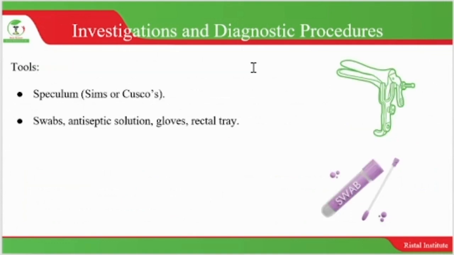So the tools that we use normally, we have a speculum, and this is divided into two: Sims and Cusco's speculum. The Sims speculum is the one that needs to be held down, whereas the Cusco's is self-retaining. We also need the swabs, antiseptic solution, gloves, and the rectal tray.